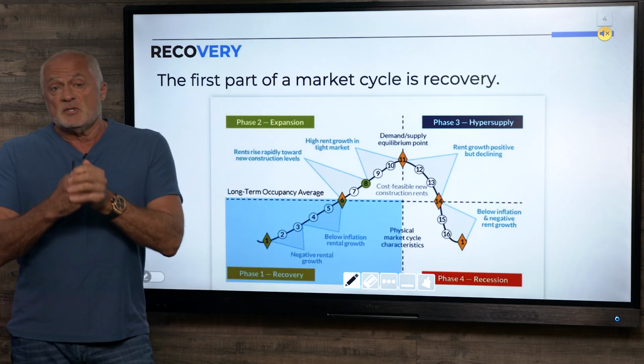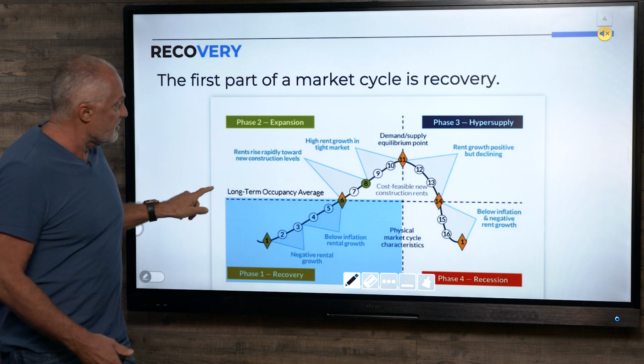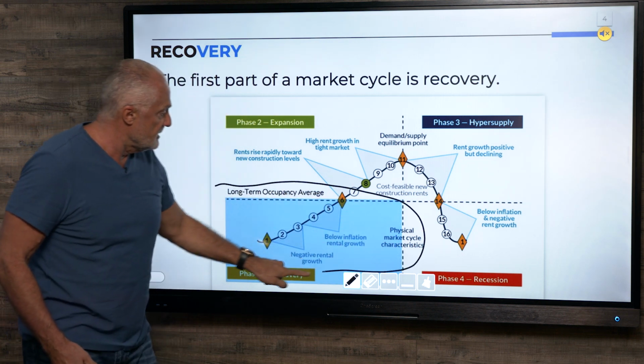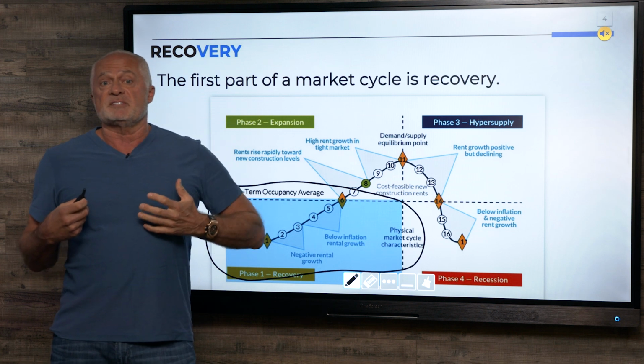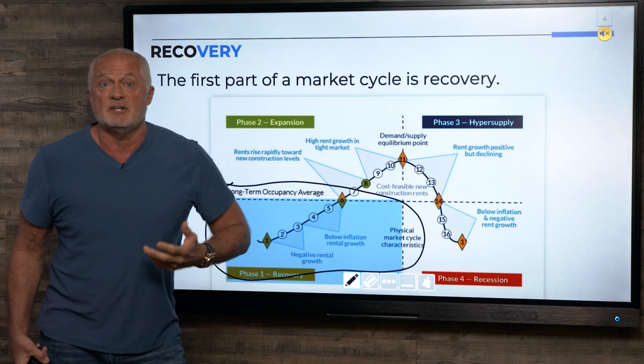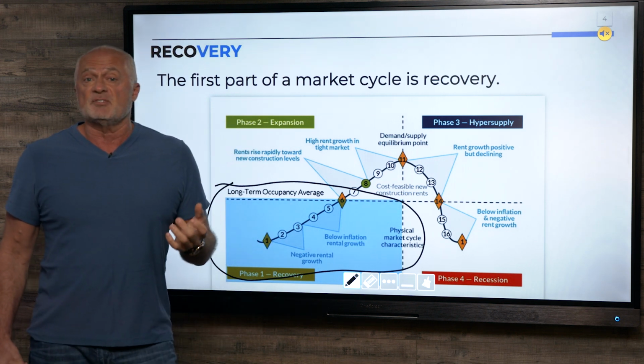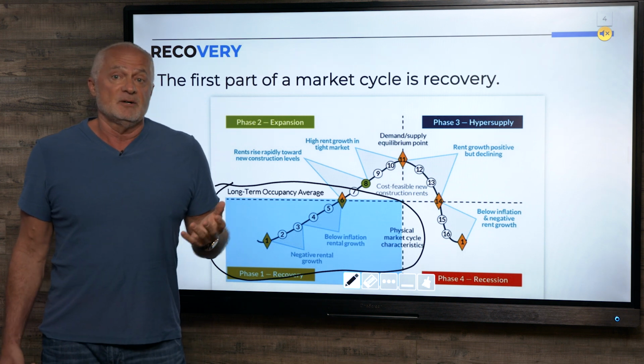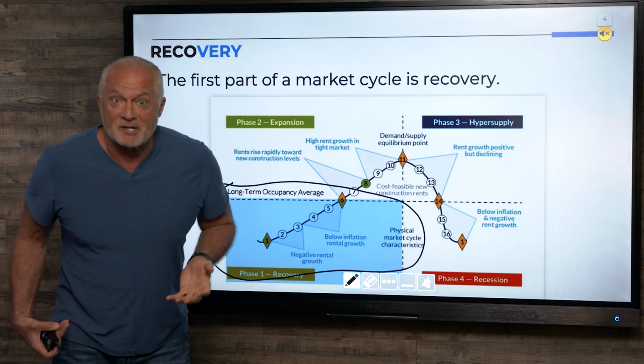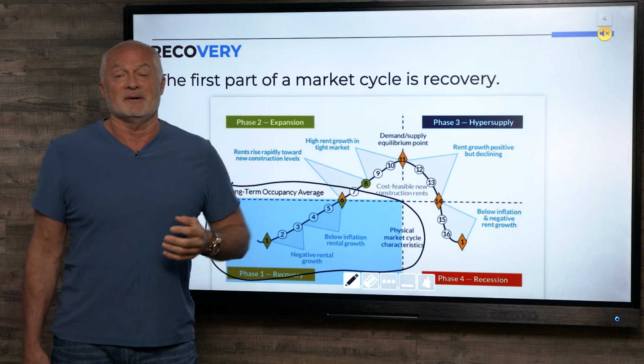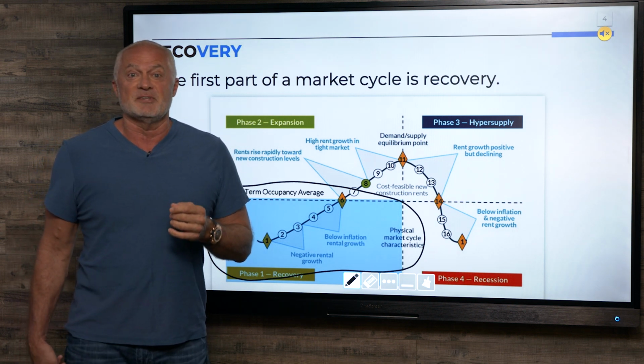Now, the first part of a market cycle is recovery, okay? Right here. And for reference, that's what happened between 2011 and 2016. Now, after the crash in 2008, and trust me, I remember that crash. I don't know if you know my story, but I got my ass handed to me in 2008.